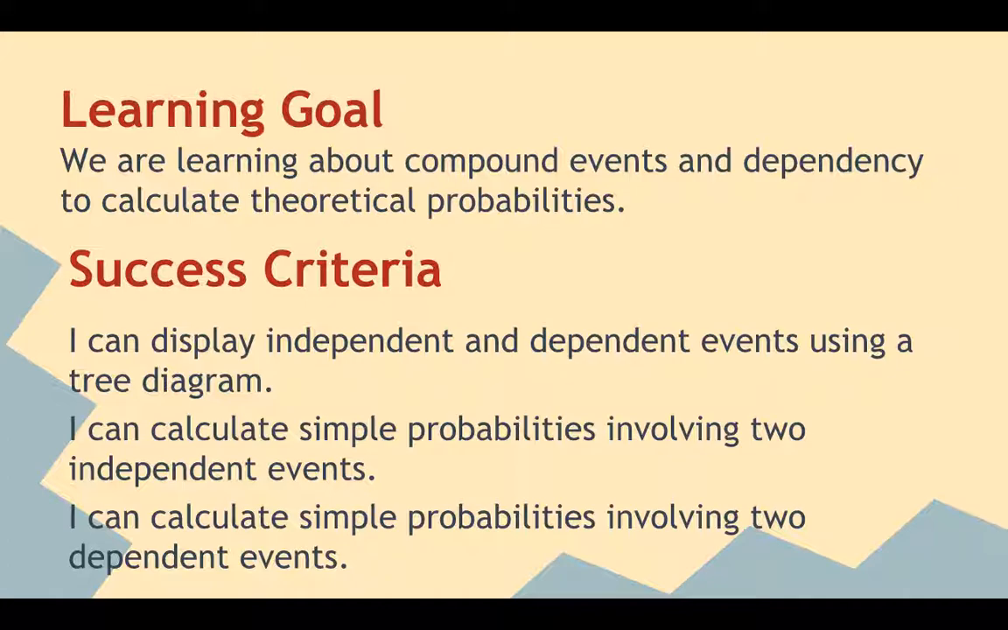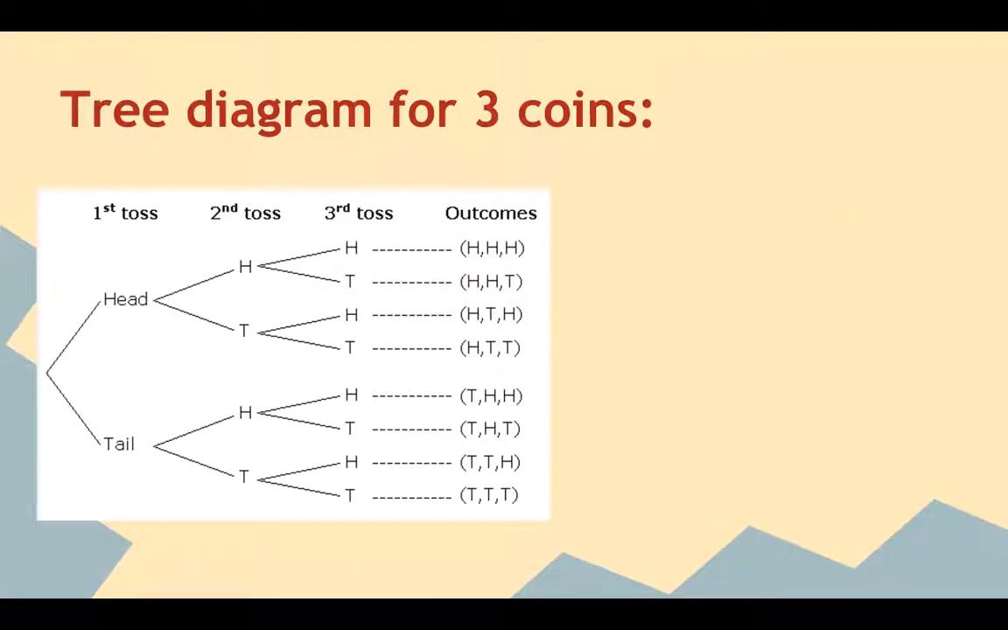The learning goal today is compound events and dependency to calculate theoretical probability. So we're going to learn what compound events are and what it means to be dependent. The success criteria, so how you know you'll be successful, is if you can display independent and dependent events using a tree diagram, calculate simple probabilities with 2 independent events, or calculate simple probabilities with 2 dependent events.